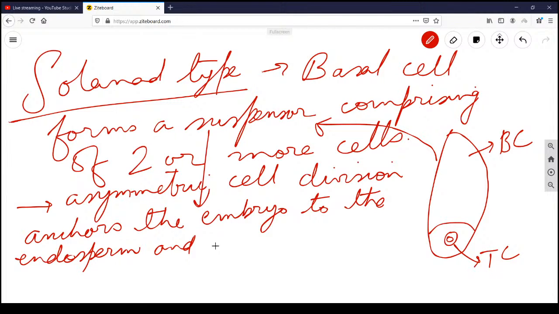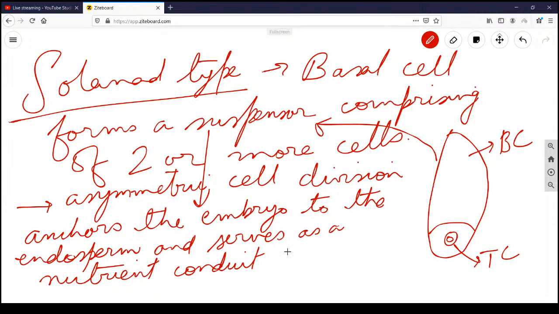Serves as a nutrient conduit for the developing embryo. Developing embryo.